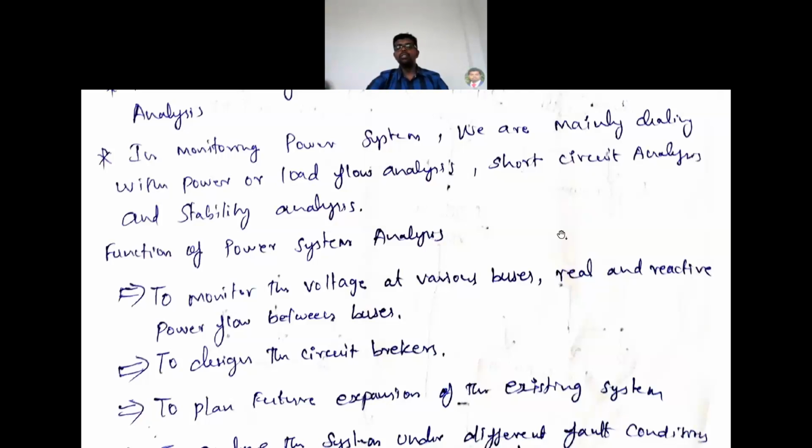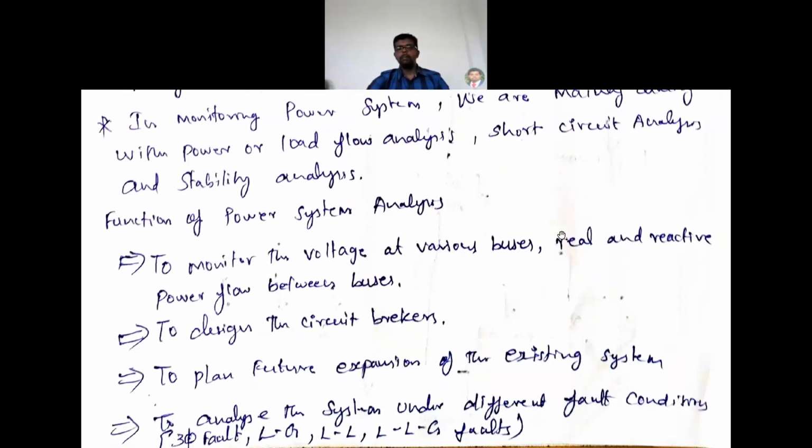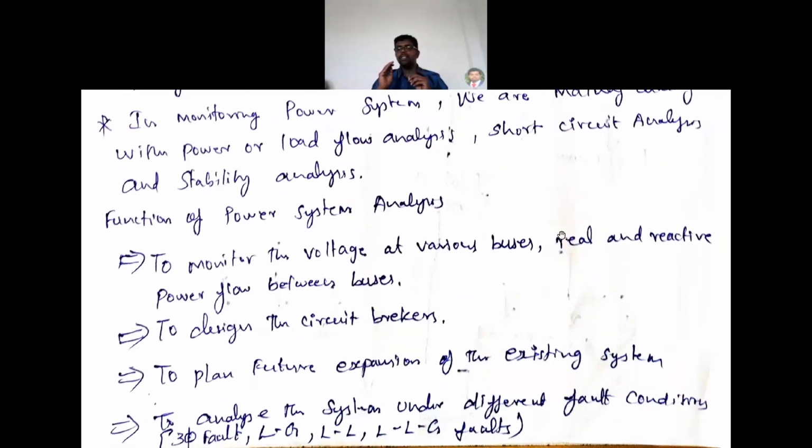Next, plan for future expansion. Say for example, if you are planning a power system, definitely you need to plan for future expansion, because if the load of your street is some kilowatt or some megawatt, say for example 0.25 megawatt, you need to plan that particular system for a maximum of 1 megawatt, like that. If you plan for 1 megawatt only, the future we don't know.